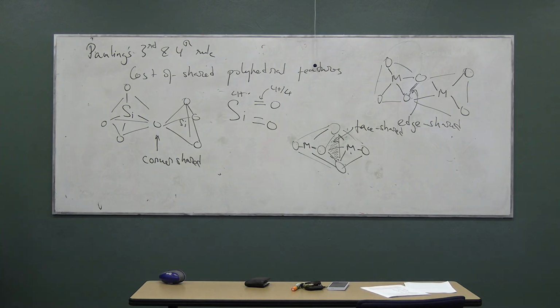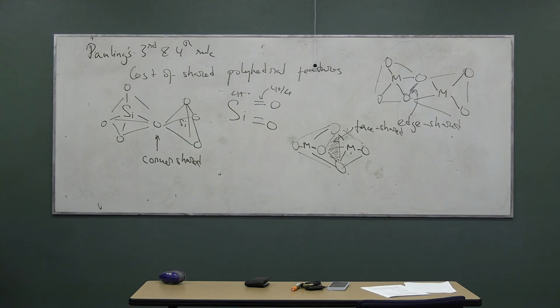Now, Pauling said, as you go from corner shared to edge shared to face shared, the crystal gets, now you have to tell me, happier or less happy? Corner versus edge versus face. Is the crystal more happy or less happy? You want a hint? Less. Less. Why do you say less? You don't need a hint. Great.